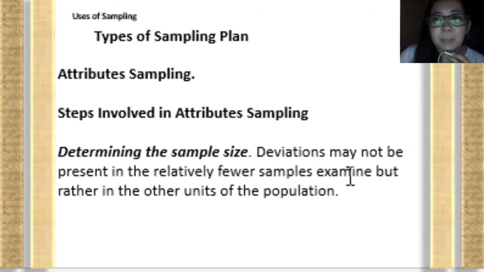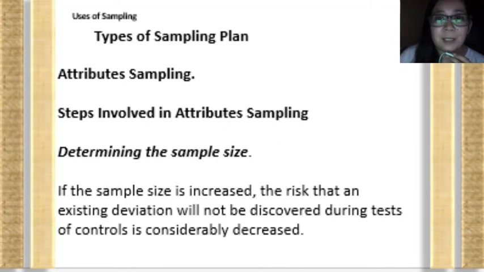Deviations may not be present in the fewer samples but rather in other units which were not included in the sample. So that's a sampling risk on the part of the auditor. If the sample size is increased, the risk that an existing deviation will not be discovered during the test of control is decreased. Of course, as the auditor increases his sample size, the risk will also be minimized because as much as possible, he will evaluate more items.